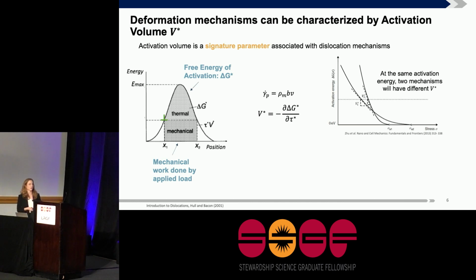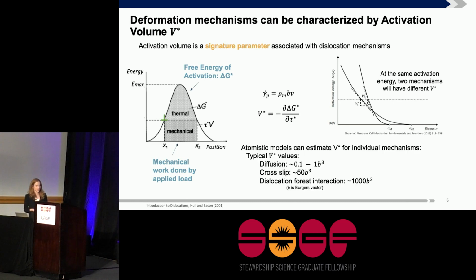to atomistic mechanisms. Atomistic models are our friends in this case because they can generate these curves for us and help predict what value we'd be expected to see. So some numbers just to throw out there: very localized mechanisms like diffusion that involve only a few atoms at once are expected to have a low activation volume, anywhere from 0.1 to 1 b cubed, where b is the Burgers vector, whereas other mechanisms that span a large volume and involve many atoms are expected to have a higher activation volume.